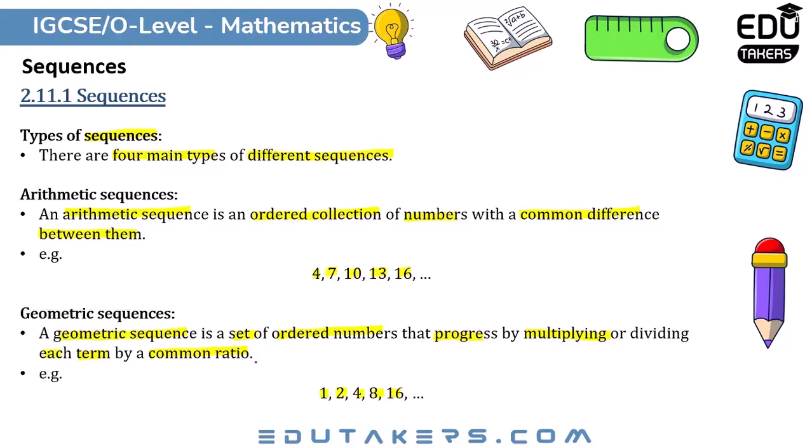Let's say we divide these two terms. Now it will be 4 over 2 is equal to 2. Common ratio is denoted by r. Now check for these two terms. It will be 16 over 8 is equal to 2. Now let's check for these two terms. It will be 8 over 4 equals 2. Now they have a common ratio, which is 2.